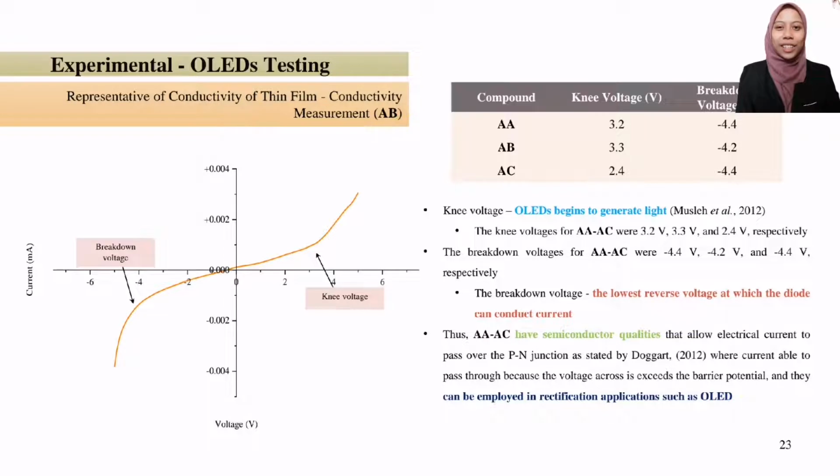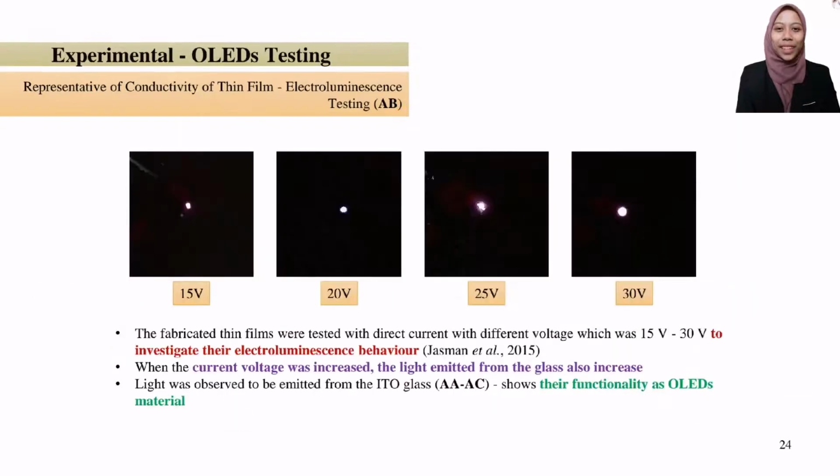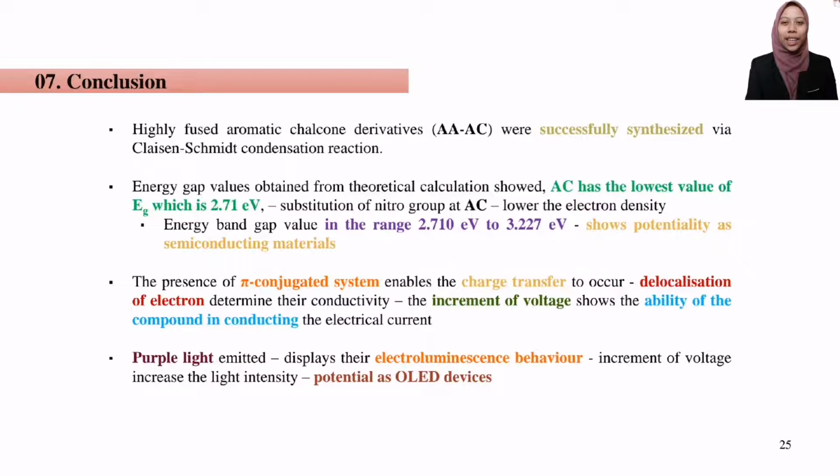And lastly, for the result, OLED testing and conductivity measurement were conducted. Thus, as the result, AA, AB and AC can be employed in rectification applications such as OLED. Here is shown the fabricated thin film of AB as representative, depicting the emitting light that shows its functionality as OLED material. Finally, the conclusion for this project is AA, AB and AC were fully synthesized.